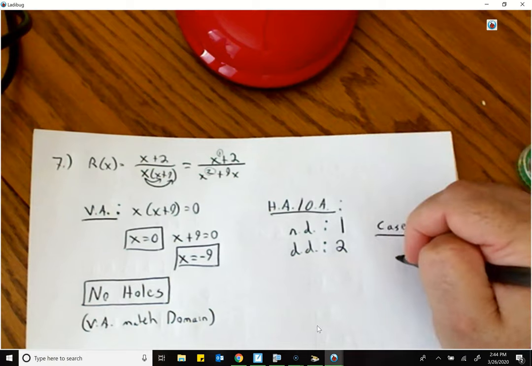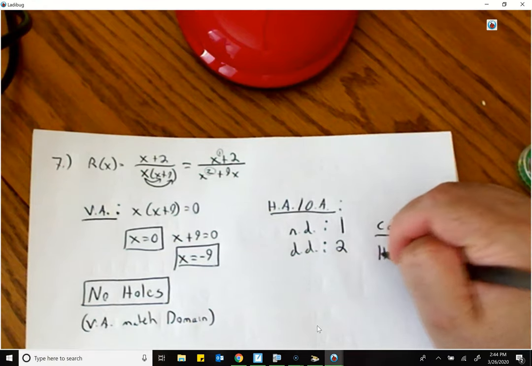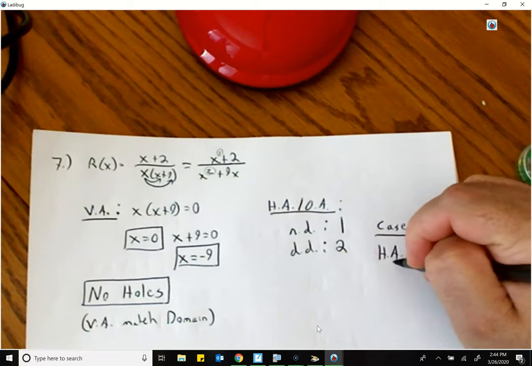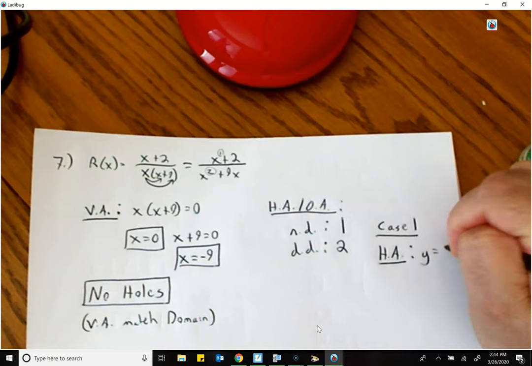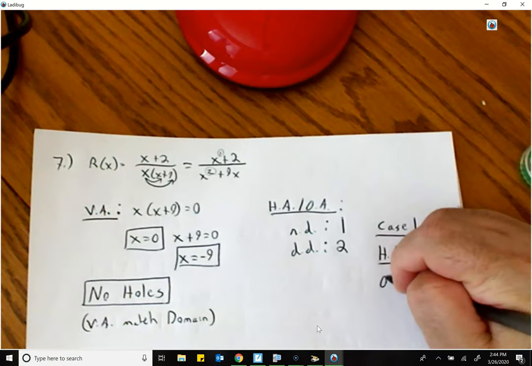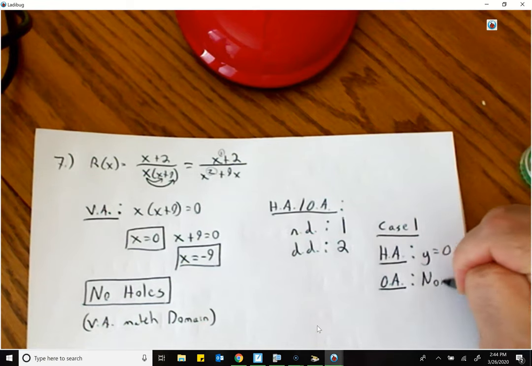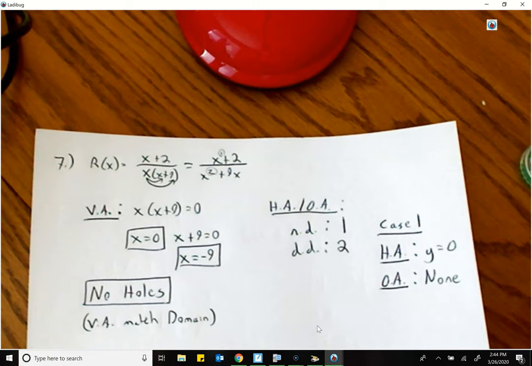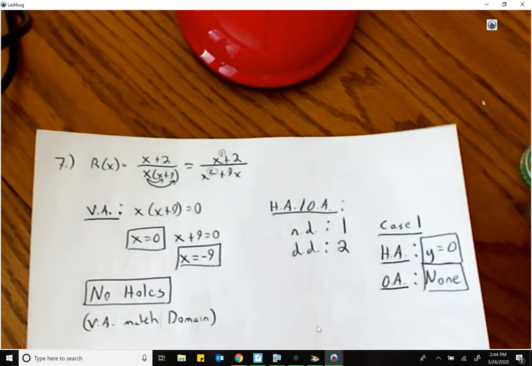And we're right back to that case 1 that we talked about earlier. Case 1 is when the numerator degree is less than the denominator degree, so that means you have a horizontal asymptote, okay? And it is at y equals 0, because case 1 is always y equals 0, and that means the oblique asymptote does not exist. There is none, okay? So now we can go answer those questions real quick.